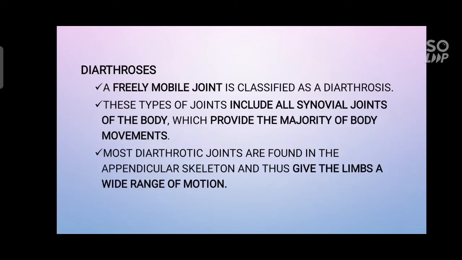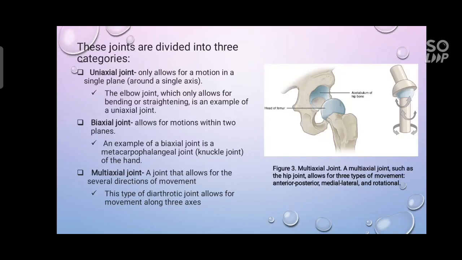So a freely mobile joint is classified as diarthrosis. These types of joints include all synovial joints of the body, which provide the majority of body movements. Most diarthrotic joints are found in the appendicular skeleton, thus giving the limbs a wide range of motion. These joints are divided into three categories: the uniaxial joint, biaxial joint, and multi-axial joint. A uniaxial joint only allows motion in a single plane or around a single axis. An example of that is the elbow joint, which only allows for bending or straightening.